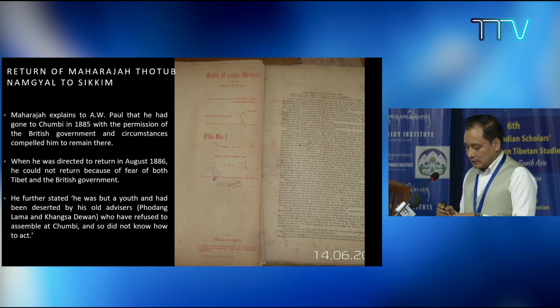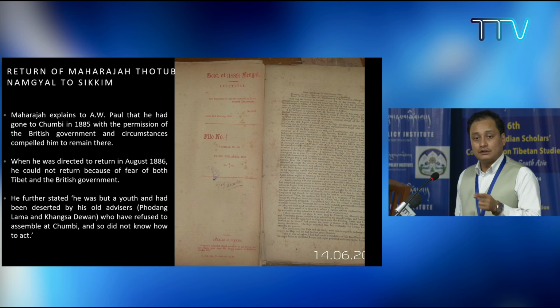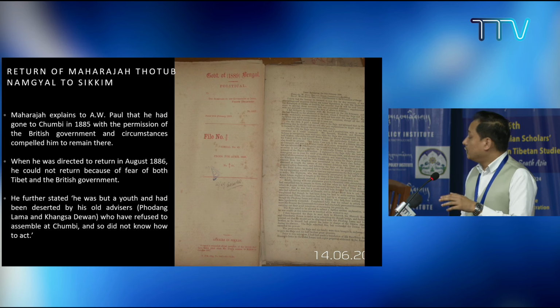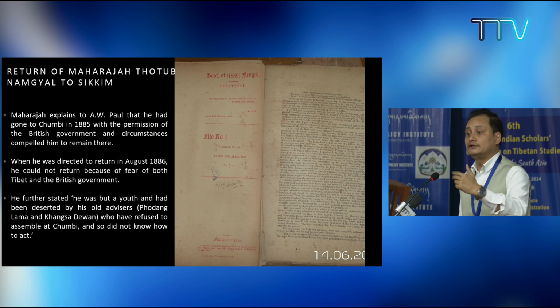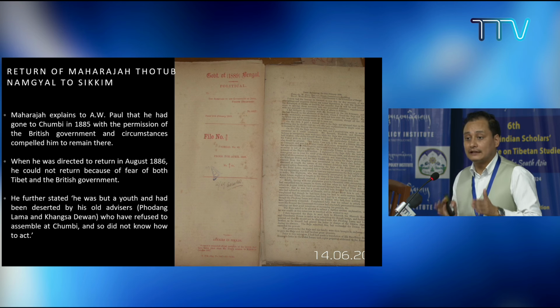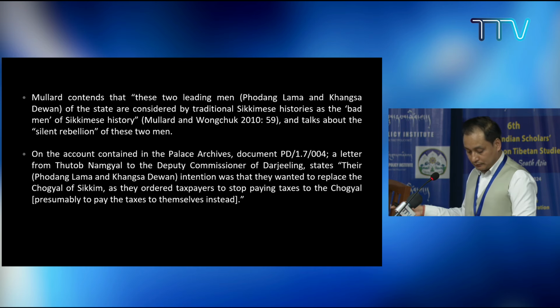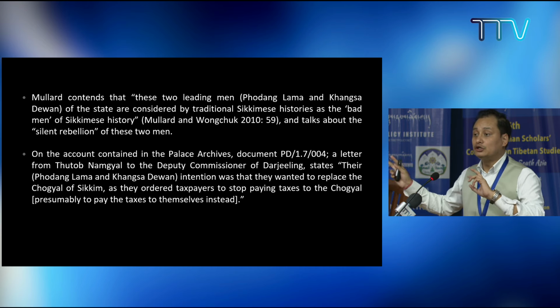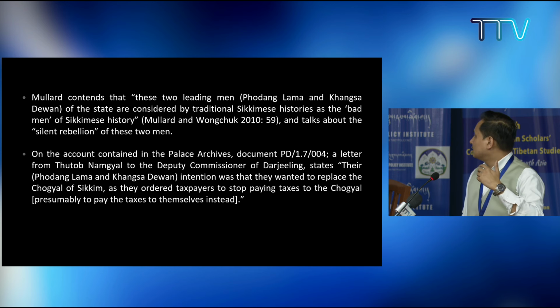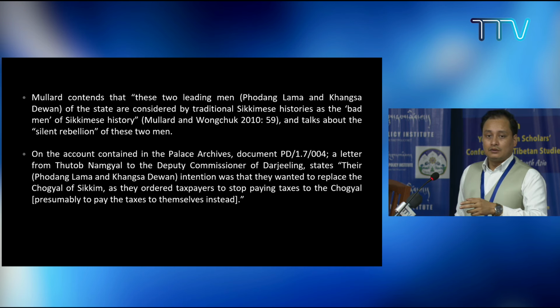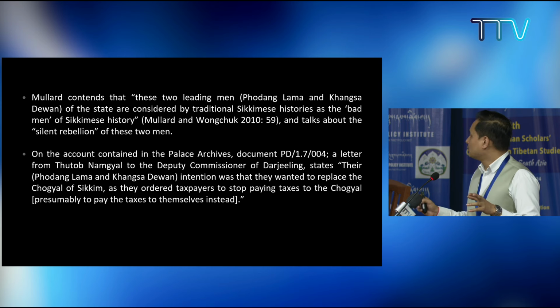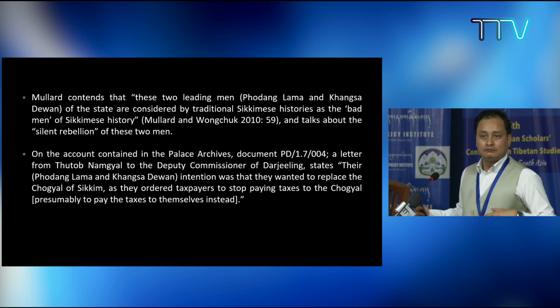So this is a letter of A.W. Paul, who was Deputy Commissioner of Darjeeling at that point of time. And he wrote this letter to Edgar, who was Chief Secretary to the Government of Bengal at that point of time, after an interview with the Raja. And the Raja nowhere mentions what is there in this article. So there is a contestation between the Sikkim source and the British source. To reach the conclusion that these people were bad men in the history of Sikkim, I think it's too early to judge them. We should look for other justifications also.